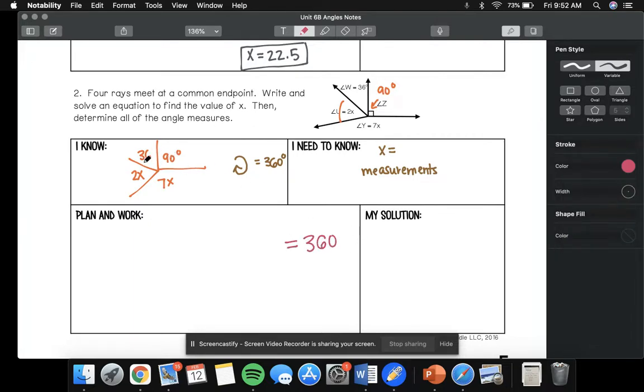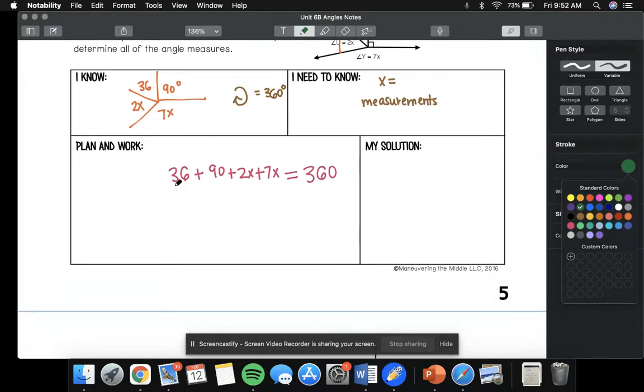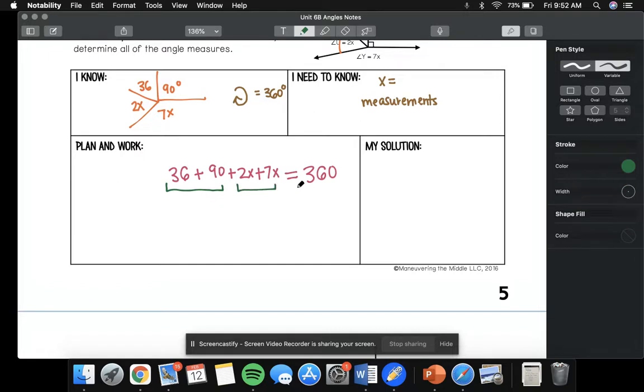I know these 2 angles for sure. We have 36 degrees and we have a right angle of 90 degrees. But then we also have these things that we don't know. We have 2 x's being represented by U, and 7 x's being represented by Y. So my equation, which will be the hardest part, is 36 plus 90 plus 2x plus 7x equals 360, the entire way around. Now I'm just going to combine like terms. These are regular numbers that we can put together and get 126. Then we have 2x and 7x, which makes 9x, and that equals 360.